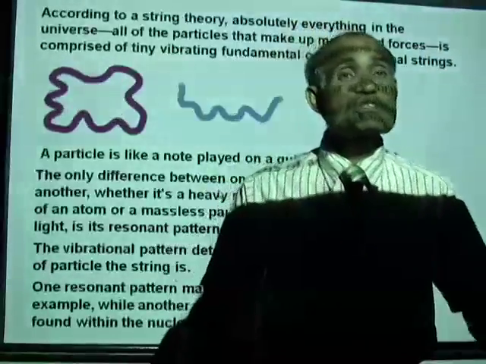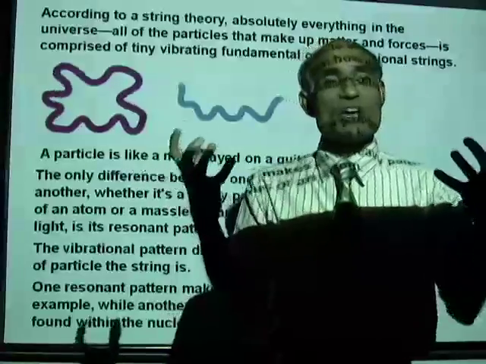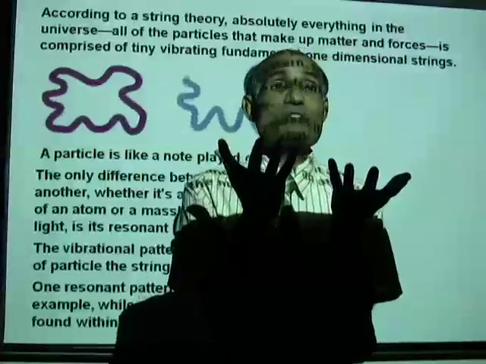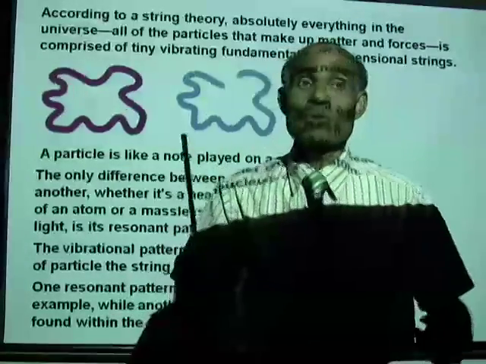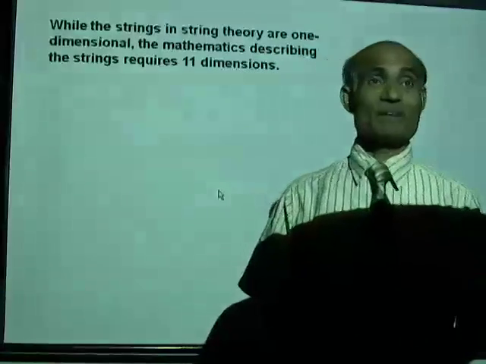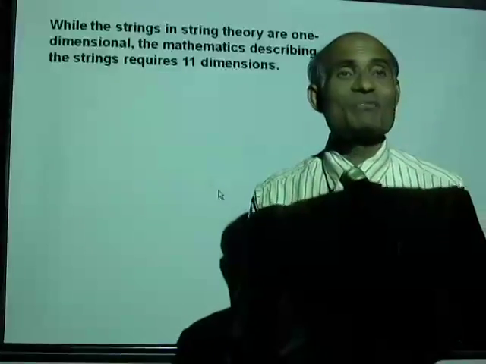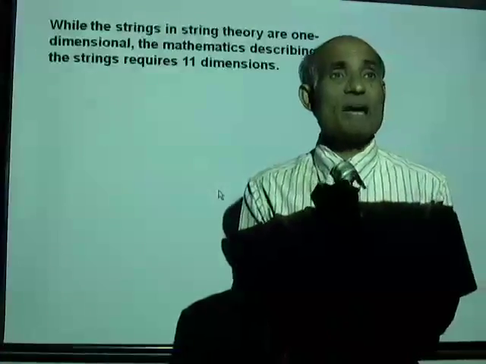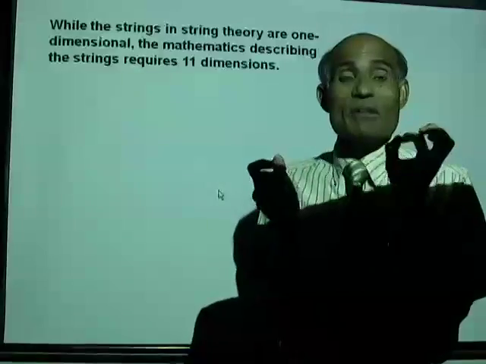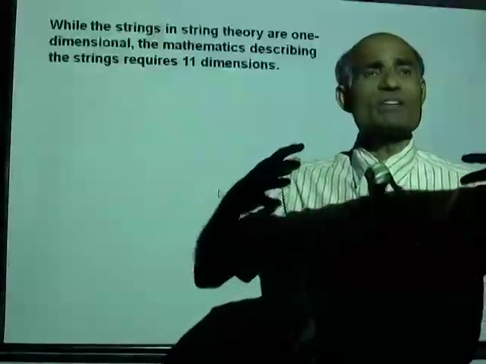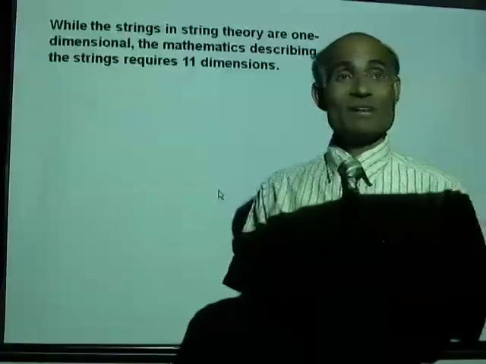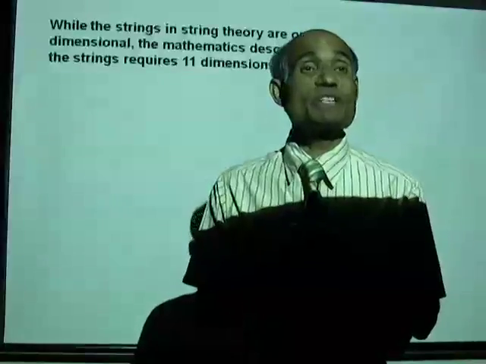So string theory is actually a simplified theory that everything in the universe is made up of these fundamental one-dimensional strings. But it is not as simple as we explained. It is based on very complex mathematics. Now, what is the consequence of the string theory, the consequence of this mathematics? While the strings in the theory are one-dimensional, the mathematics describing the string requires 11 dimensions for the universe. Well, yes, there's some theory which goes all the way to 28 dimensions.